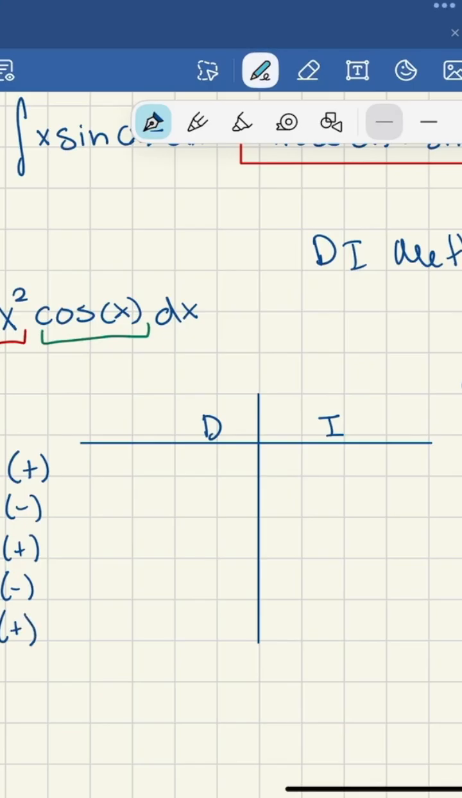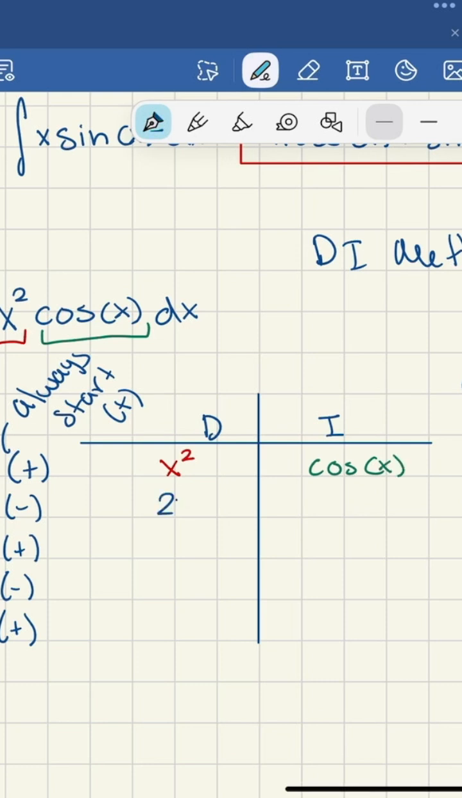Then we're going to write our initial function. That's a good note: always start with a positive, always start with a plus. We're going to write our initial functions, our D as x squared and our I is cosine x. And what we're going to do is start on our D side. We're going to take the derivative like normal until we hit 0. Then we're going to take the integral of cosine x until we reach that same 0 mark. That will be 3 more times.